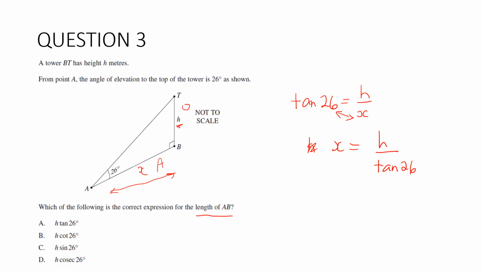Now, of course, that's not here, is it? You can see that it's not going to be this one. And cosec is 1 over sine, so it's not that one there. A lot of people would put this because they're a little bit confused and they see the tan, but that's not the answer either. Cot, of course, is 1 over tan, so this one here is equal to h over tan 26. And so our answer is B.